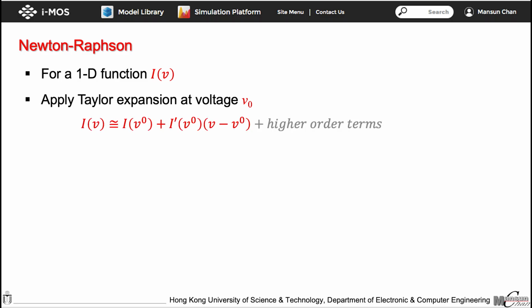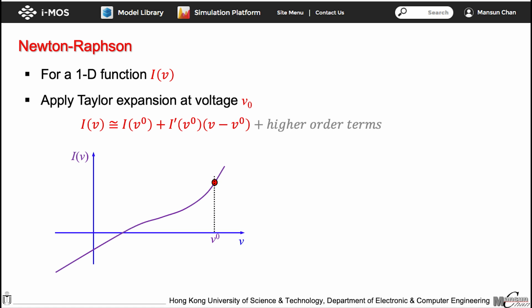We only retain the constant and linear terms while ignoring the higher order terms. Physically, this means we are using a linear function to approximate the original function at the point v0. This approximation predicts that the solution for the current I equals 0 occurs at v1. While this prediction may not be exact, it brings us closer to the actual solution.